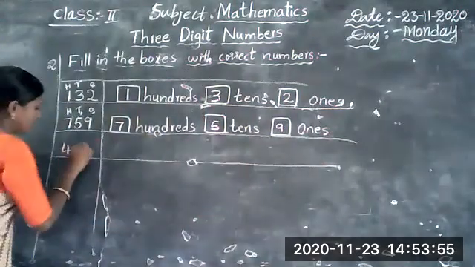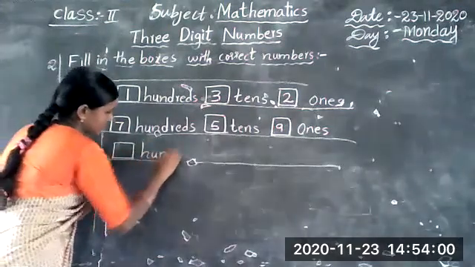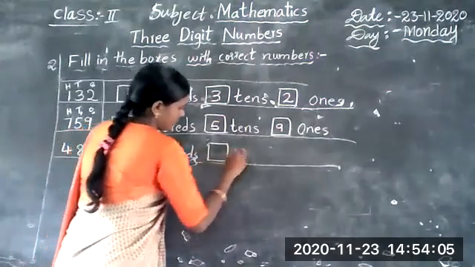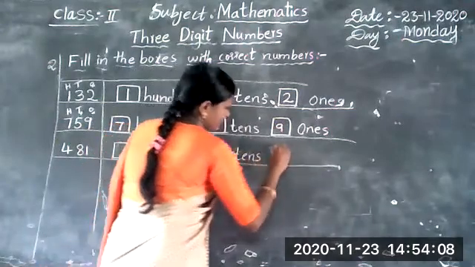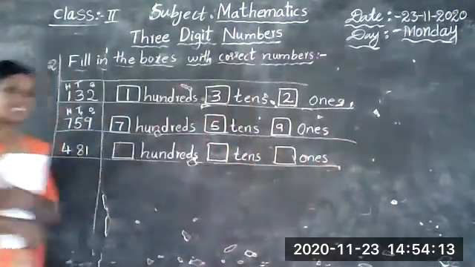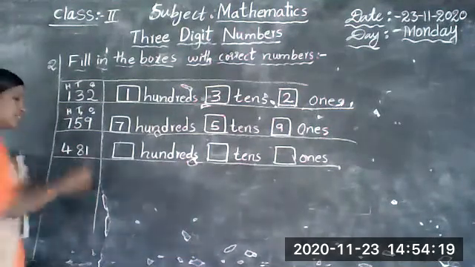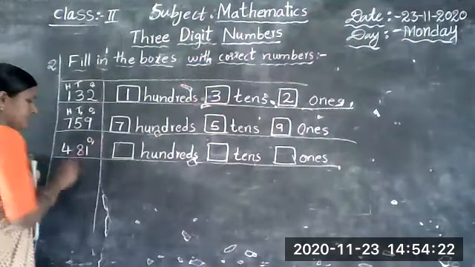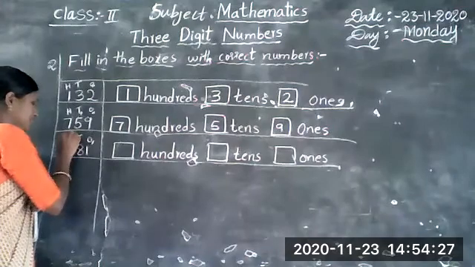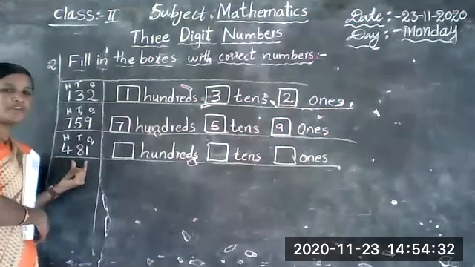Next, 481. Hundreds, tens, ones. See children, listen. 481. So which number is in ones place? 1. Now 8 is tens place. 4 is hundreds place. So now I am asking question.